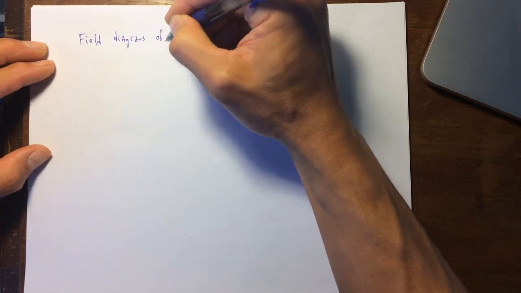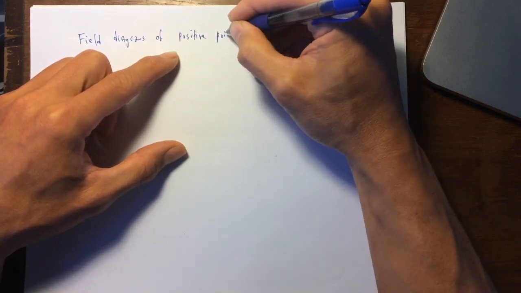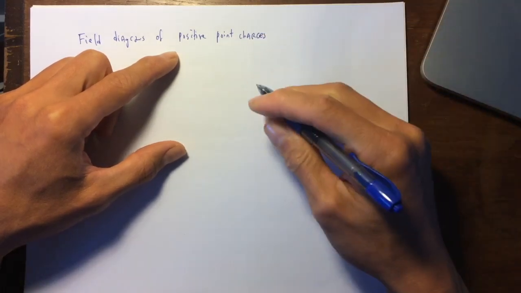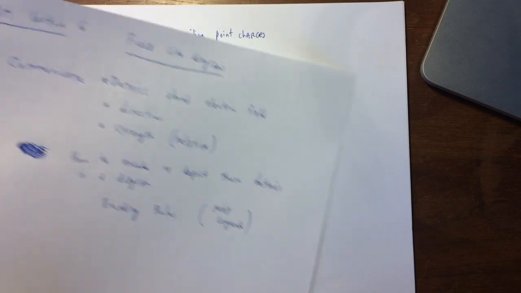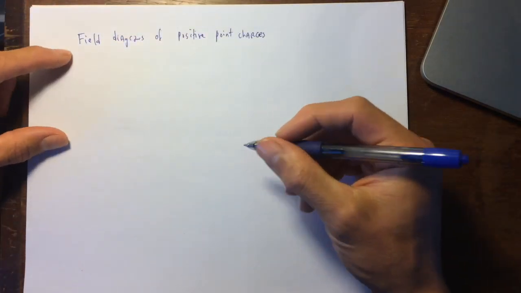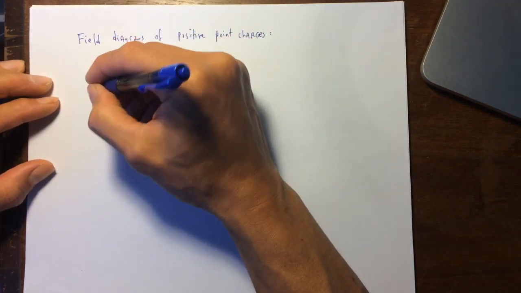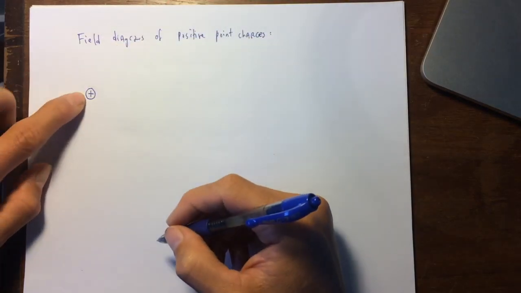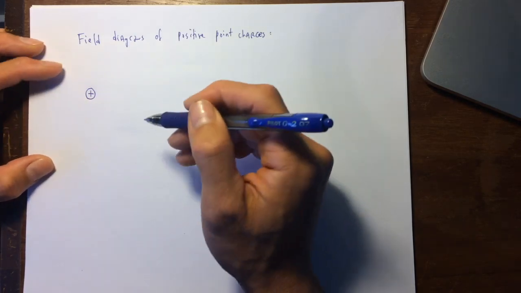Field diagrams of positive charges. So positive point charges. We need to think about direction and strength. So, field diagrams of positive point charges. Here is one. I'm going to say this thing here is a positive point charge, and the field line diagram of this is simple.